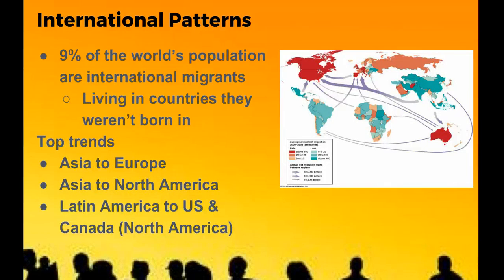International patterns that you do want to understand that are current today. Keep in mind Asia to Europe, Asia to North America, mainly United States and Canada, and then finally Latin America as a whole to North America, which would be United States and Canada. Those are the big patterns you see today.